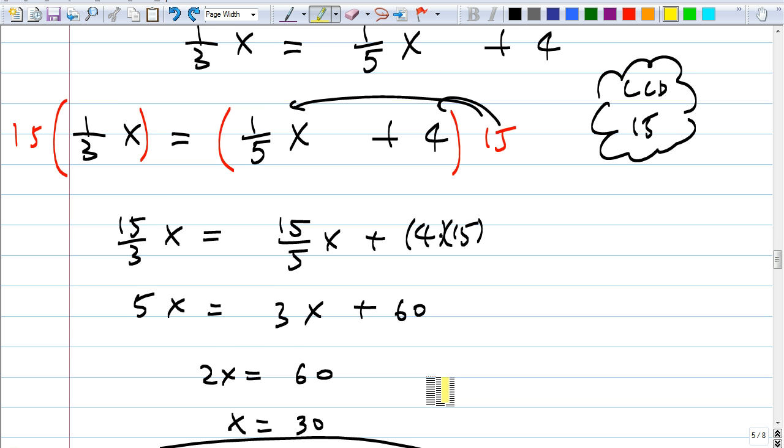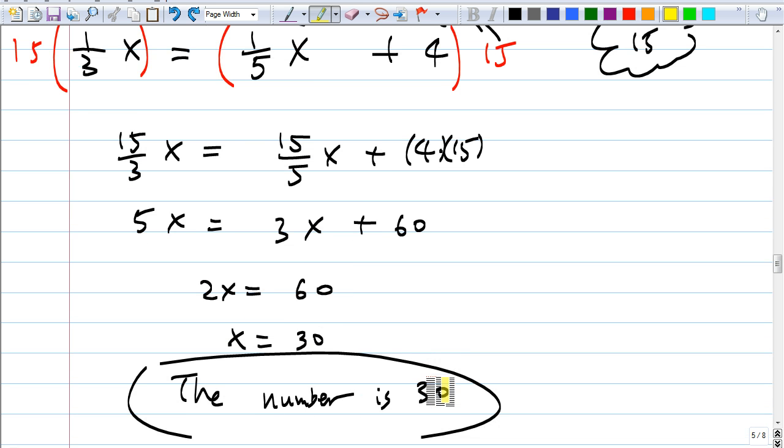How many people got 30 as the answer? Very good. Did you write it as a sentence? You're supposed to write a sentence whenever you have a word problem. Do you understand how to do this? Are we good? All right.